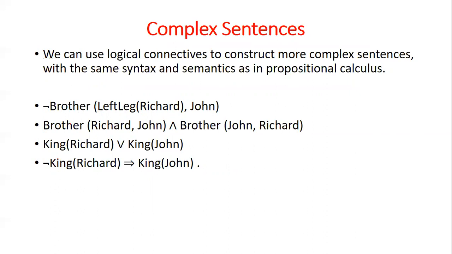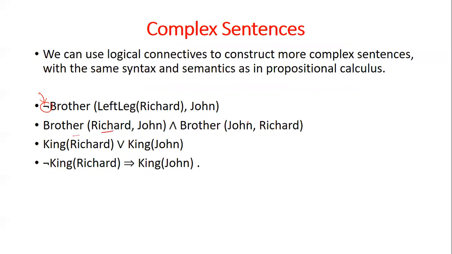So here are some examples of complex sentences. Left leg of Richard is not the brother of John. Richard is the brother of John, but Richard's left leg is not. You cannot call it a brother of John. So here as "not" comes into the picture, it becomes a complex sentence, right?